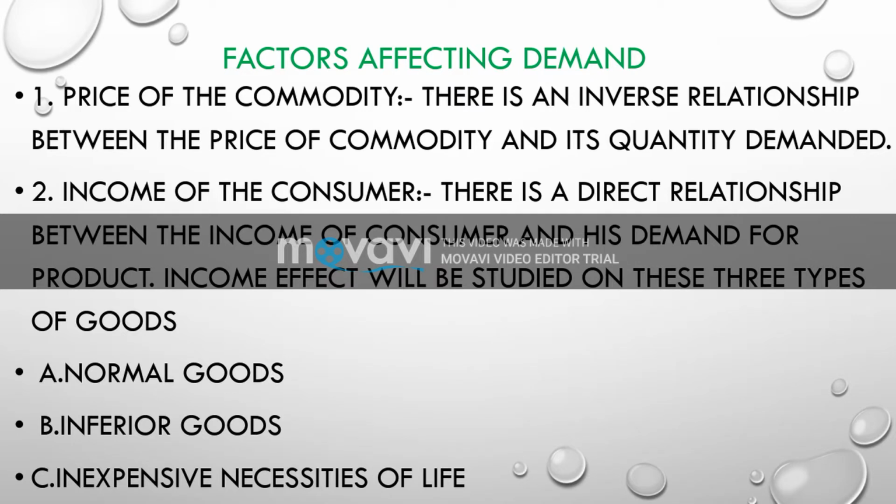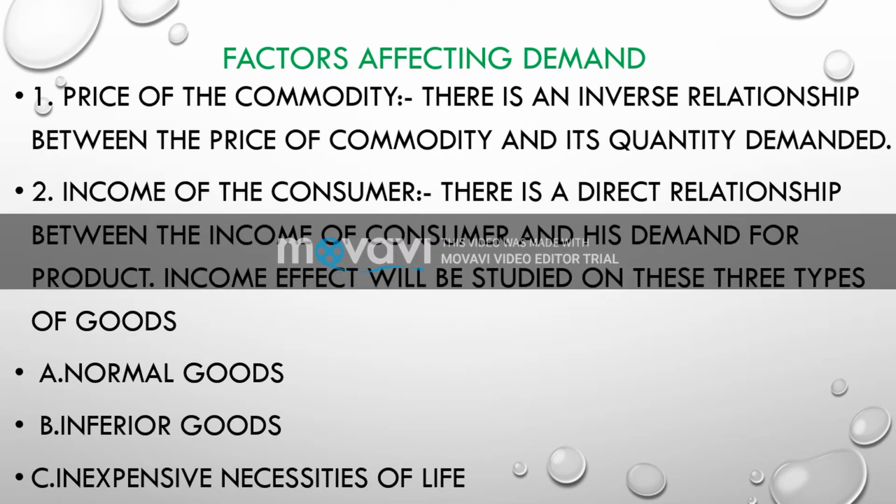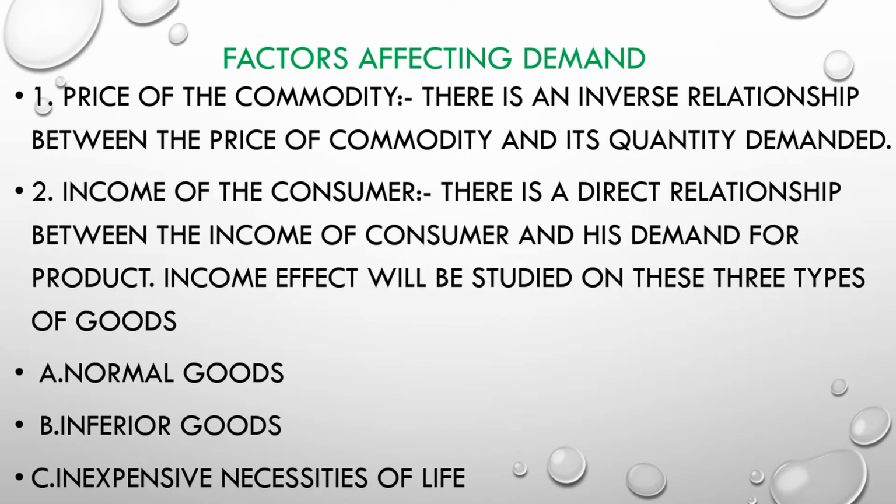First factor is the price of the commodity. This is the most important factor which affects the demand of a commodity. Normally, there is an inverse relationship between the price of a commodity and its quantity demanded. It means when the price is low, the quantity demanded is high, and when the price is high, the quantity demanded will be less. And this is also called the law of demand.